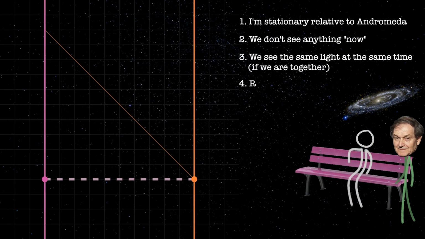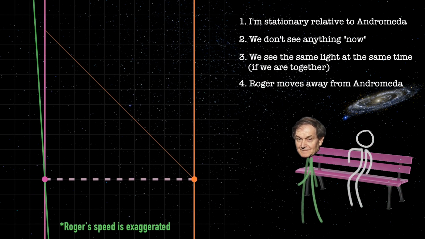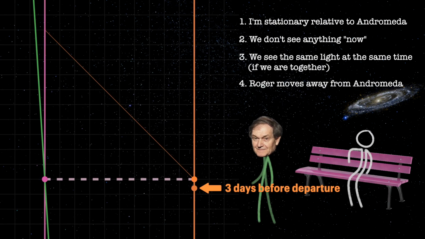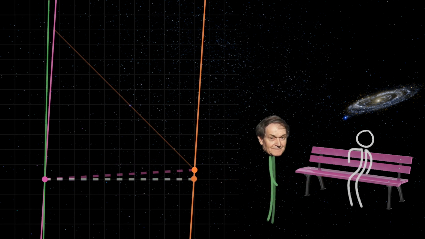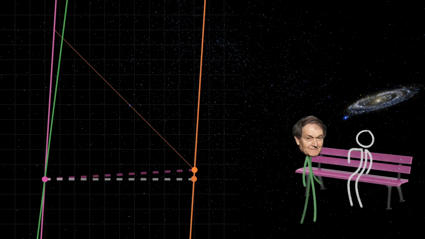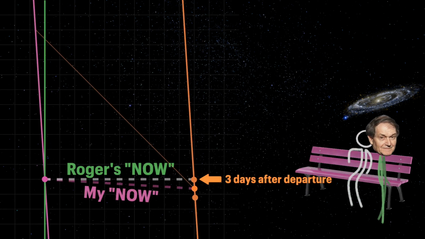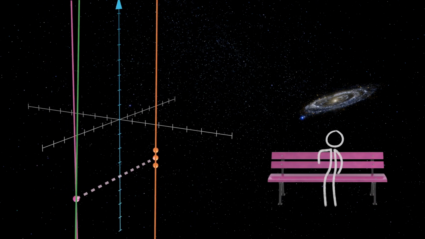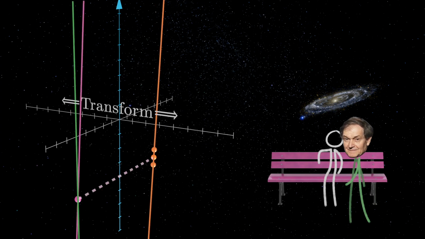And finally, we assumed Roger was walking away from Andromeda. So when we transform from my frame to his, the event 3 days before they decide to leave moves into Roger's now. If he is walking towards Andromeda, then his now actually jumps up to 3 days after the fleet has already left. If he is walking perpendicular to Andromeda, then the transform is practically negligible.